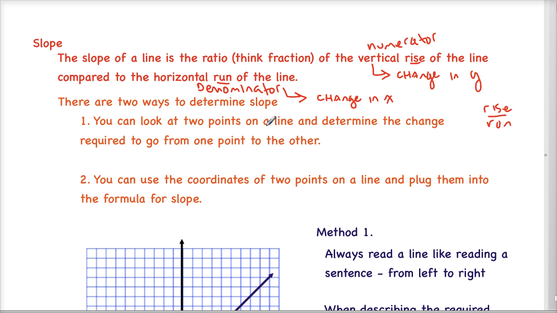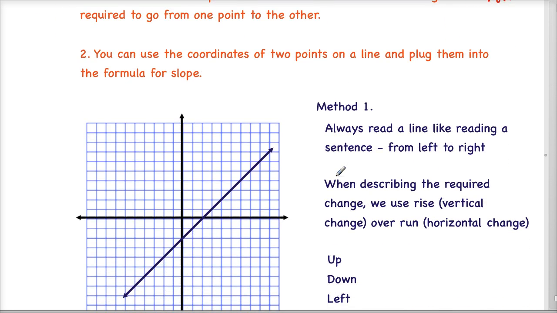Okay, and there's two ways that we can determine the slope of a line. You can look at 2 points on a line and determine how you go from one to the other, or you can use a little formula that we're going to develop where you have the coordinates of 2 points on a line. So let's look at the first method, method 1.